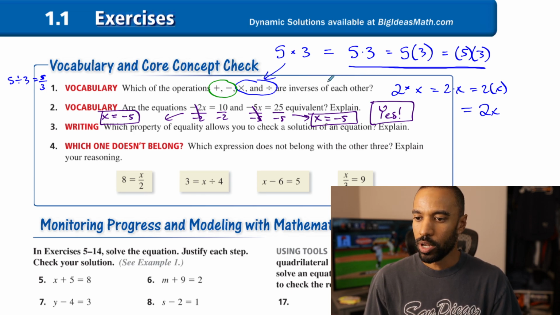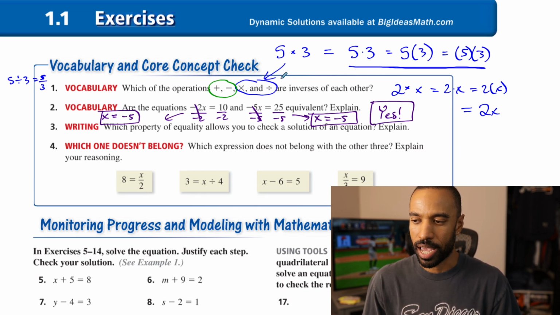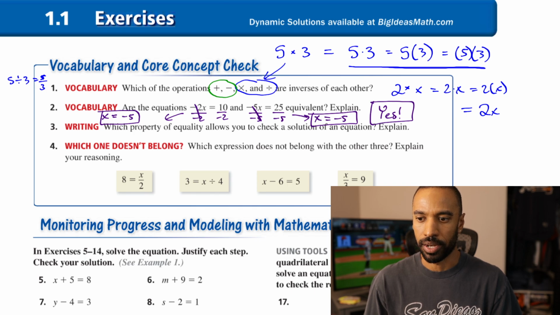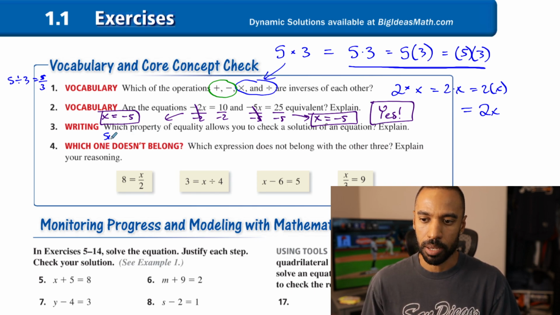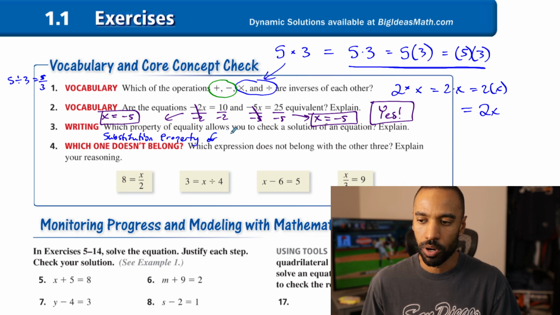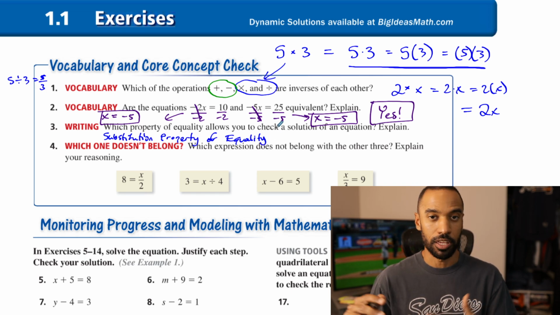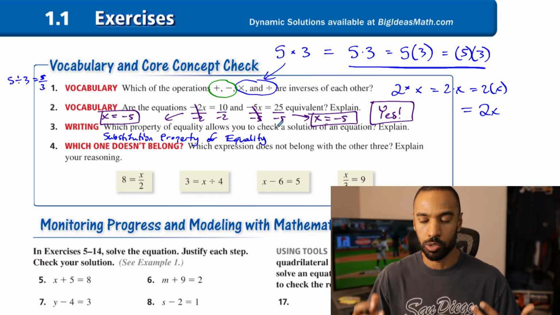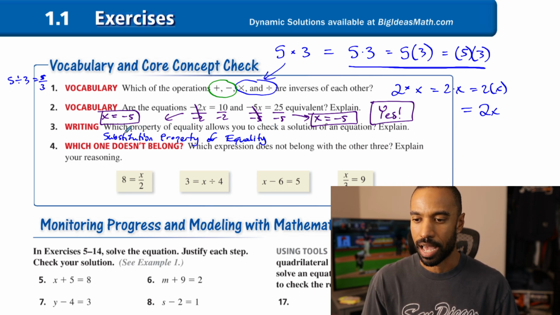Number 3. Which property of equality allows you to check a solution of an equation? Explain. That double checking method is known as the substitution property of equality, and I'm just going to explain it in words here. The reason is because if you find a solution for your variable, you can then replace that variable with that number to ensure that the left side of the equation equals the right side of the equation, that the two expressions are then equivalent. So that's the property of equality. It is a substitution that makes it so.